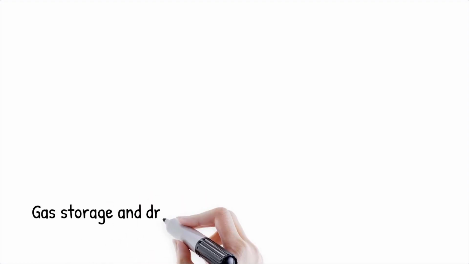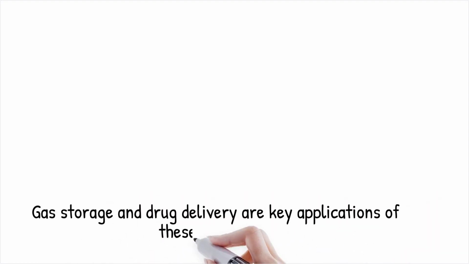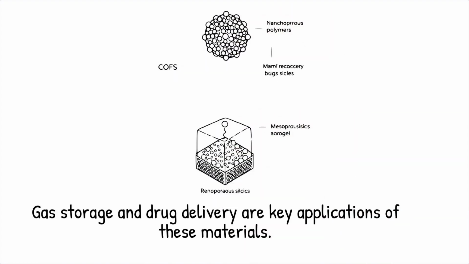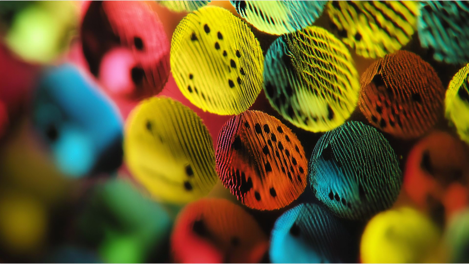Gas storage: MOFs and nanoporous polymers for hydrogen and methane storage. Drug delivery: mesoporous silica and aerogels for controlled drug release. Hydrogen storage systems based on MOFs and nanoporous polymers are enabling advancements in fuel cell technologies for clean energy. These materials are like molecular toolkits, each designed for a specific task, offering unparalleled efficiency and functionality at microscopic scales.